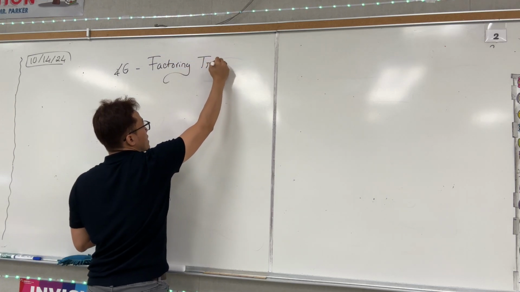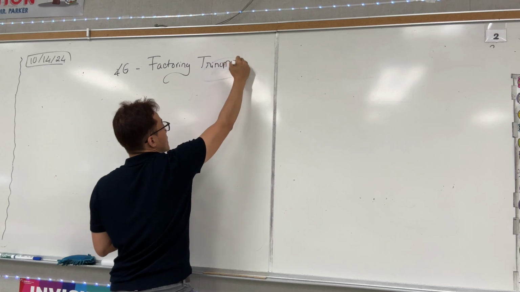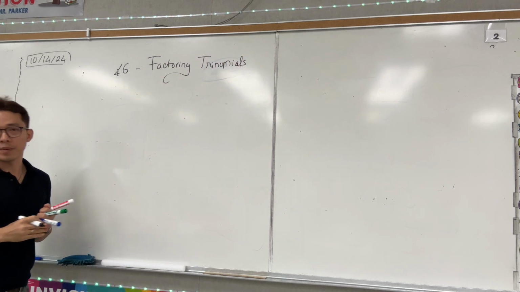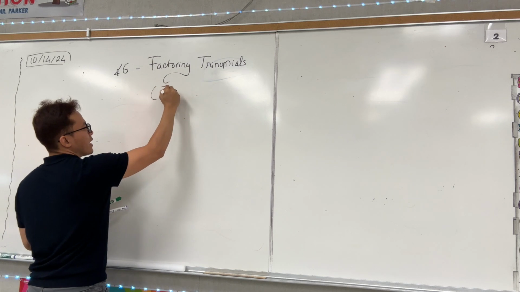All right. 4G is factoring trinomial. It's still trinomial, but a different type. You can write type 2.